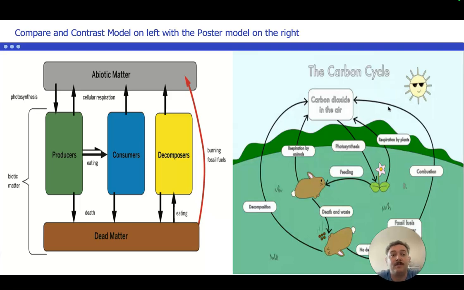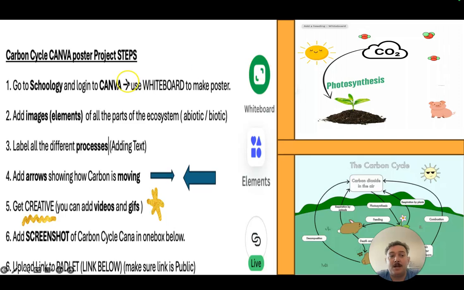Let's move on. So here are the steps for today's lesson. 1, go to Schoology and log into Canva. Use Whiteboard to make posters. I'm saying Whiteboard because I feel like this is a big open working space, so you're free to make your poster project as big or as simple as you want it to. You have plenty of space in Whiteboard. 2, add image elements of all the parts of the ecosystem. Don't forget that's everything abiotic and biotic.